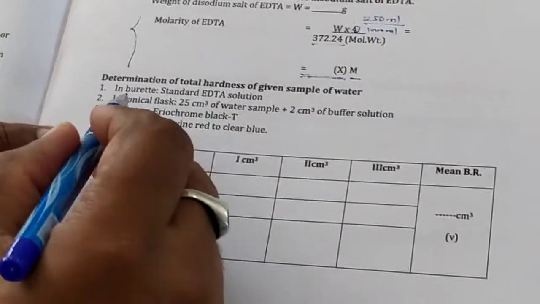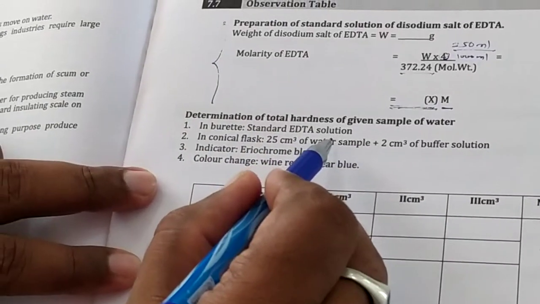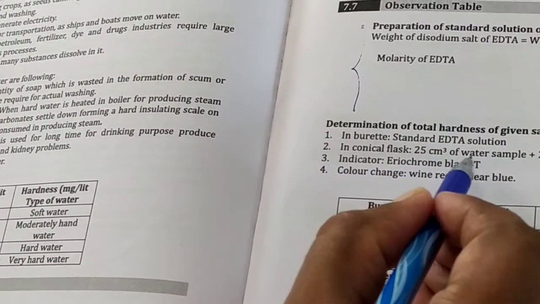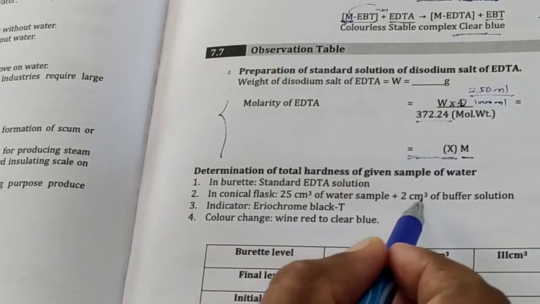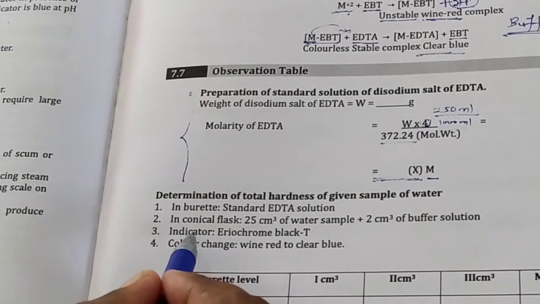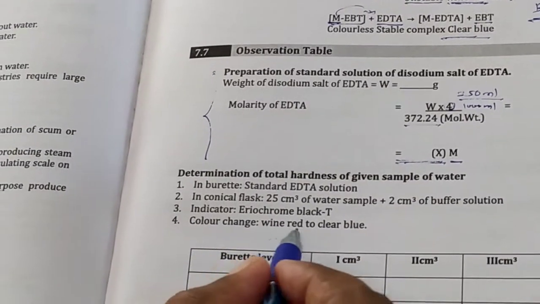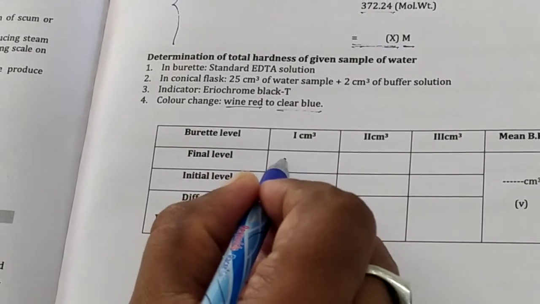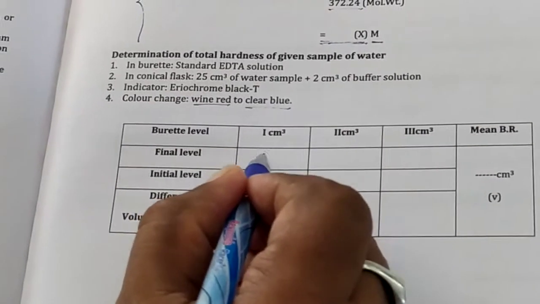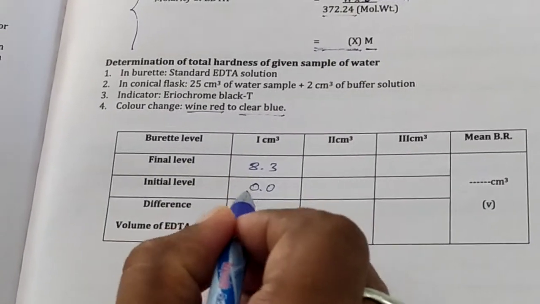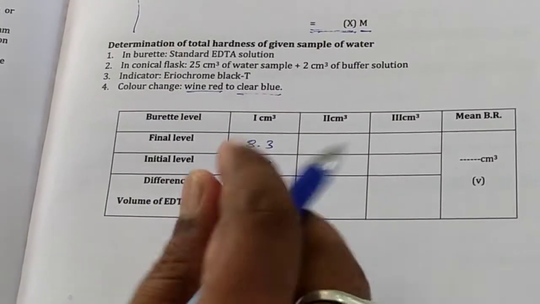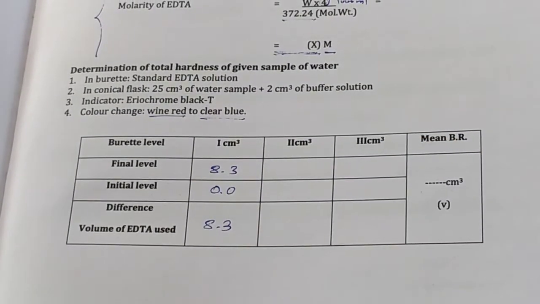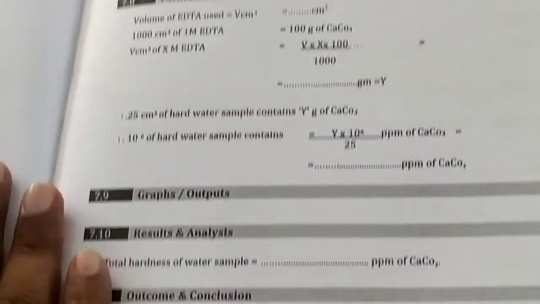This is the tabulation column. In the burette I have taken a standard EDTA solution, and in the conical flask we have taken 25 ml of water sample, approximately 2 to 5 ml of buffer solution, and Eriochrome Black T indicator. The color changes from wine red to clear blue. The final volume is about 8.3 ml and initially 0, so the difference is 8.3. Like this we have to do 2 titrations, take the mean, and then go for the calculation.